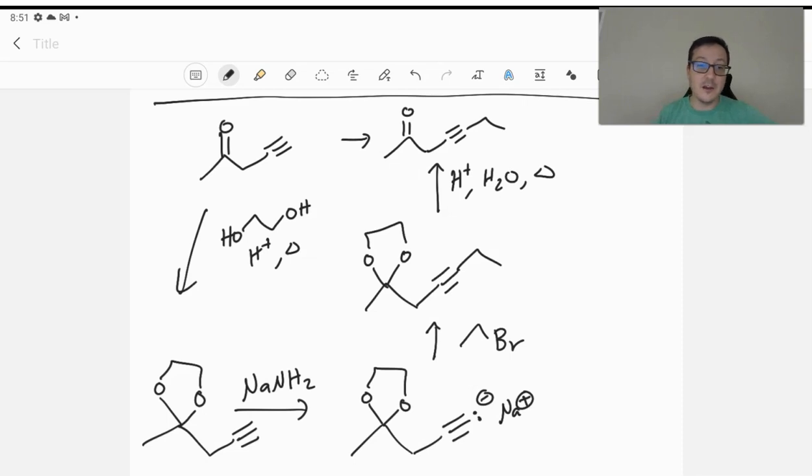Because that ketone group has a bunch of problems with either acetylides or the amide, we can protect it and then work with it. Because remember, ketals and acetals are base stable. They're not acid stable, but they are base stable. So NaNH2, strong base, will not affect our ketal here. All right, so that's an example of a synthesis using a protecting group.